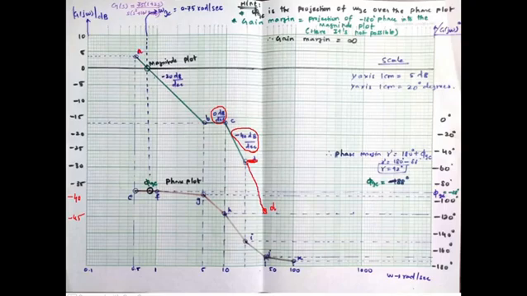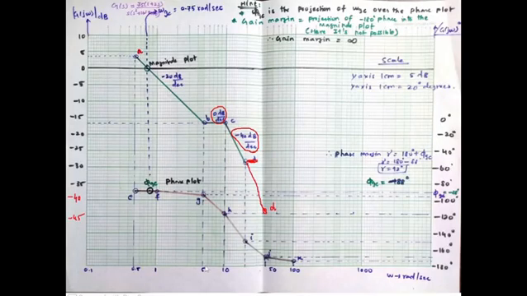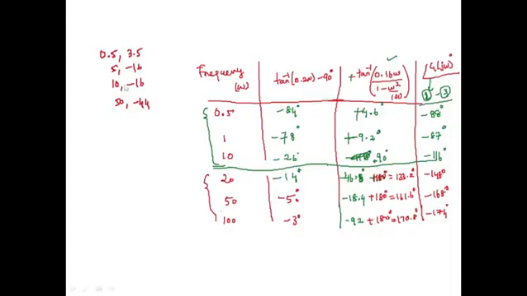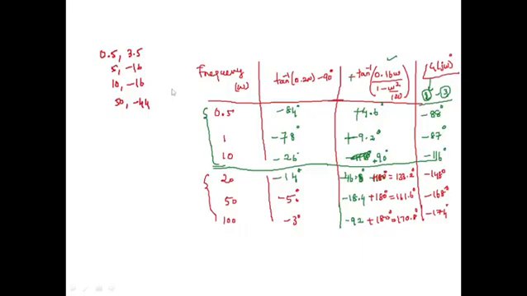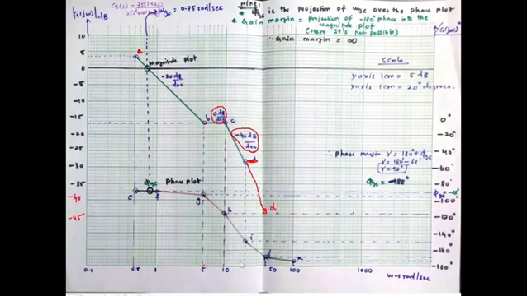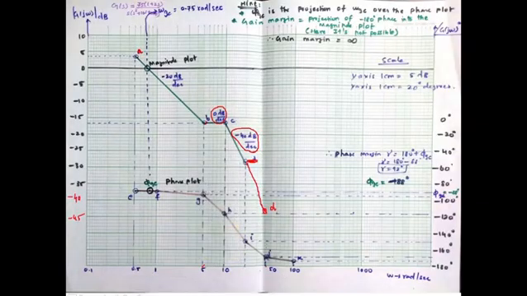This is point A. At 0.5, the value is 3.5. At 5, the value is minus 16. Similarly, for 10 also, the value is minus 16. Next, 50 comma minus 44. So this is the magnitude plot.